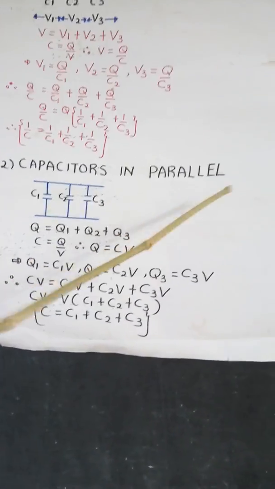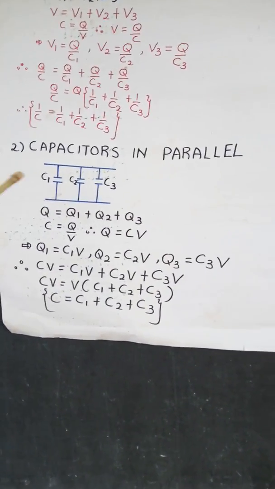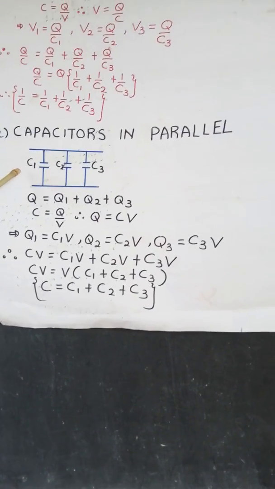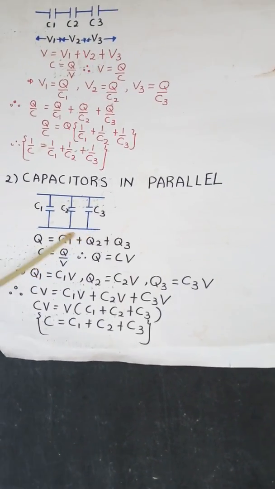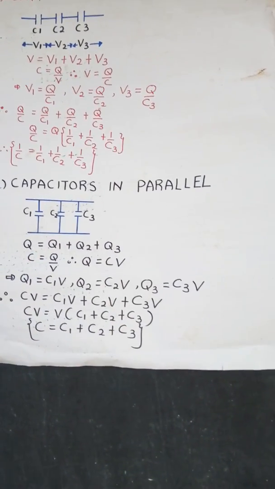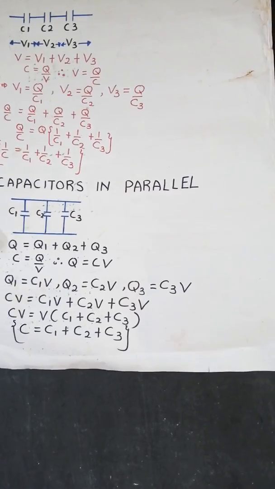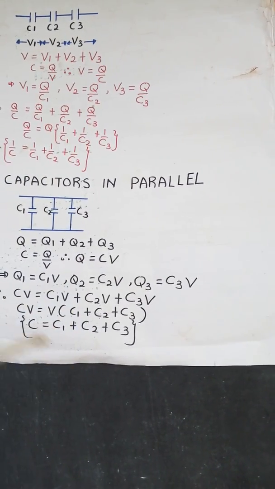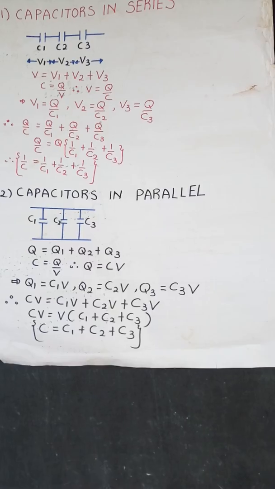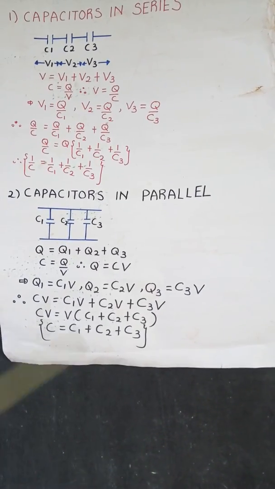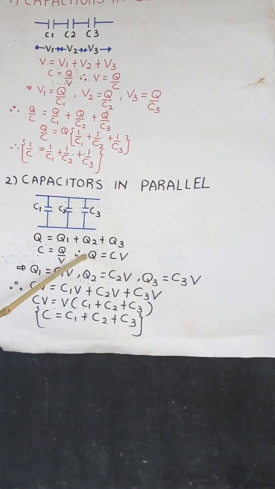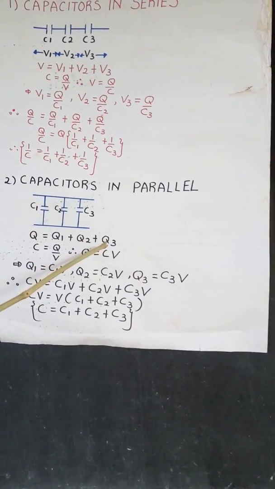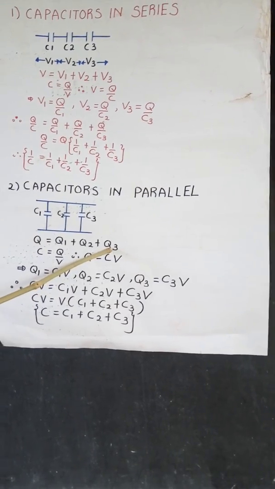Okay, students, let us now see capacitors in parallel. As you can see, this is an arrangement in parallel. This is capacitor 1, this is capacitor 2, this is capacitor 3. In a parallel combination, capacitors are going to store different charges, but they are going to use the same potential difference. As you can see, the total charge is equal to the charge stored in capacitor 1 plus the charge stored in capacitor 2 plus the charge stored in capacitor 3.